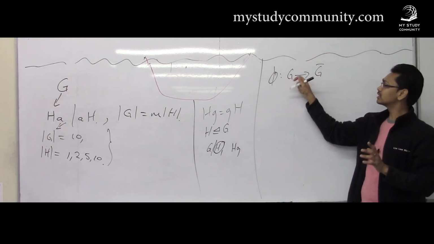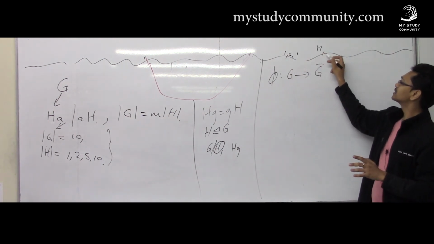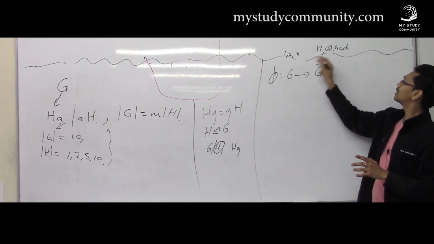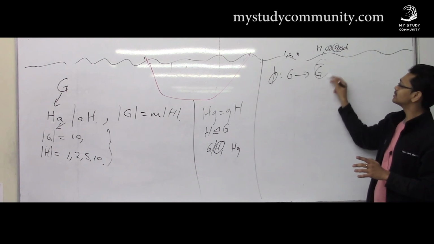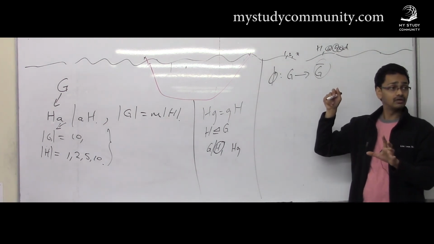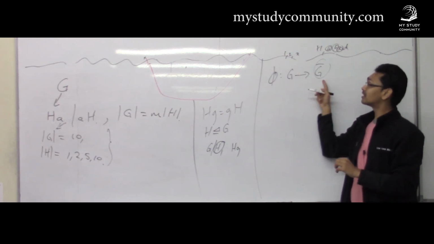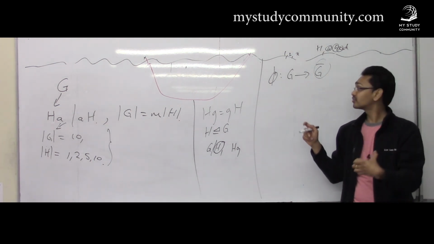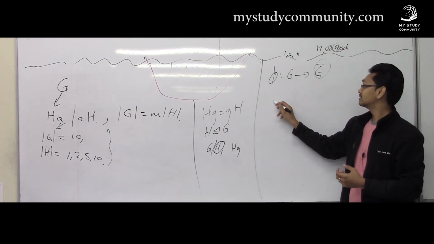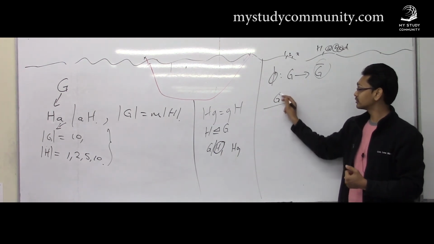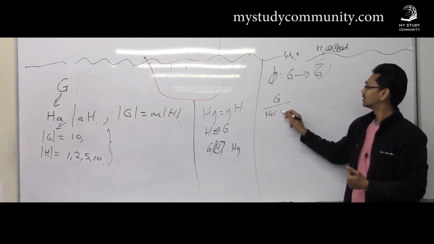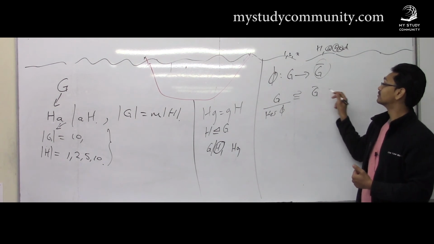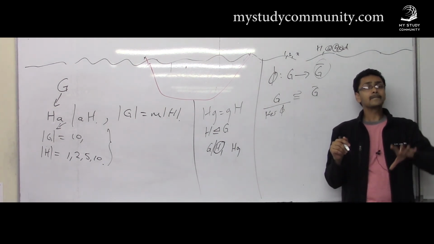So we could have G be 1, 2, 3, and H be A, B, C, D. But if 1 maps onto A, 2 maps onto B, and 3 maps onto C, then this G bar will just be A, B, C, the range. You all follow? Nice. So if we have a homomorphism from G to G bar, where G bar is the image of G under phi, then the quotient group G on the kernel of phi is isomorphic to the range. Everybody's okay? Why is this important?